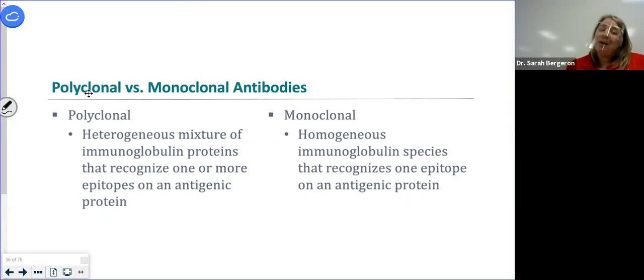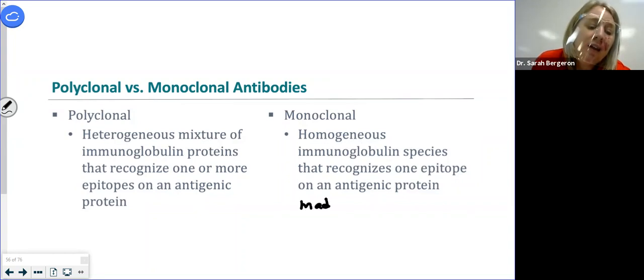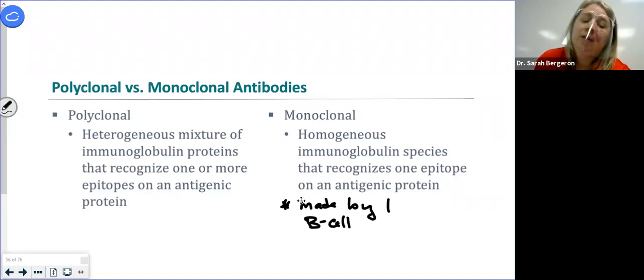Yeah, basically copies. So let's start with monoclonal. If you have an antibody that is monoclonal, remember how I said every B cell only makes 1 antibody? So that means it's a homogeneous collection of antibodies. They're all made by 1 B cell. So they only recognize 1 epitope on 1 particular antigen, right? So it's made by 1 B cell, right?